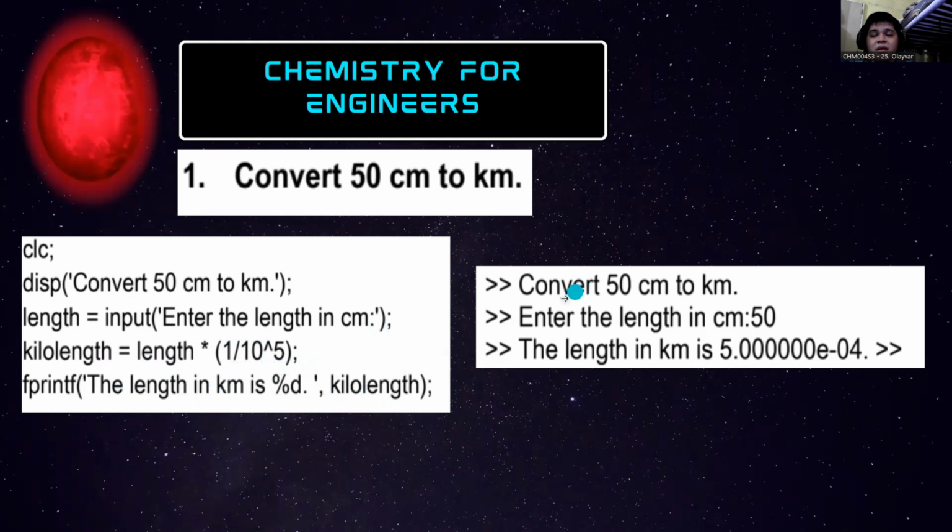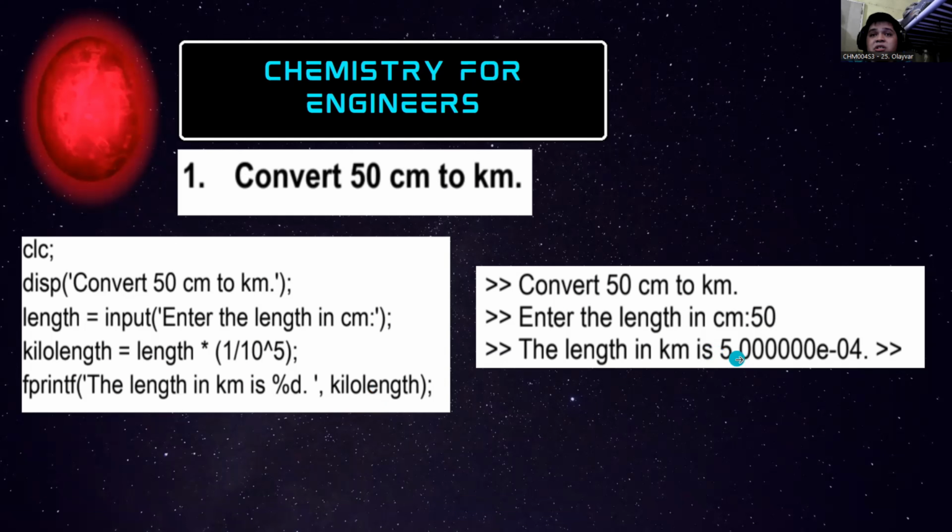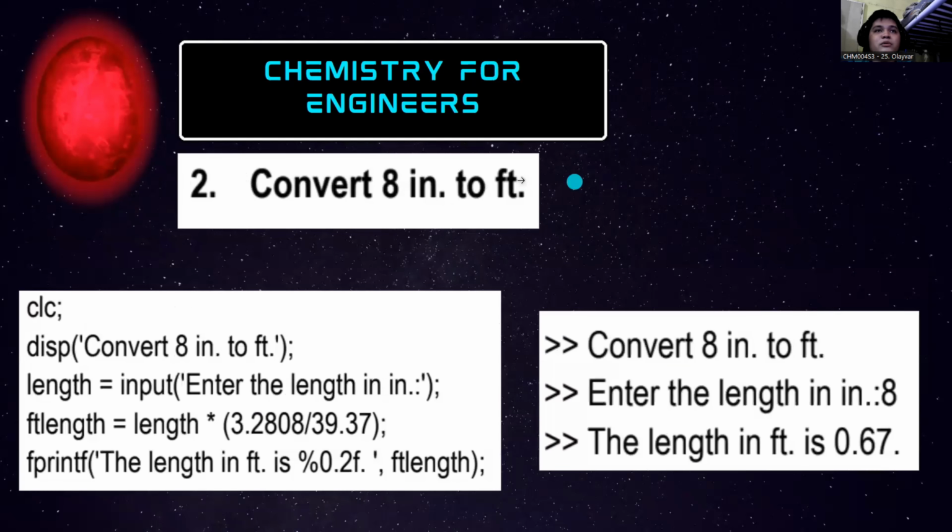Now, it is the results, and this is the problem. It is the input data, which is 50 centimeters, the length, and we will get the length in kilometers, which is 5.0 times 10 raised to -4. And now, after this, it's a length again, but we will use the inch units, which is we will convert 8 inches into feet.